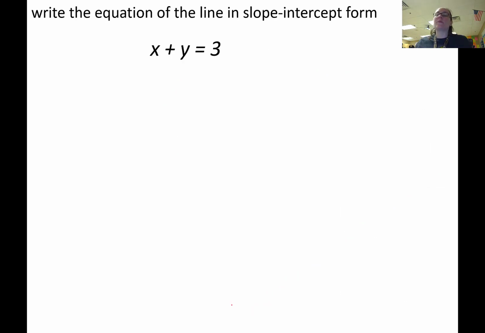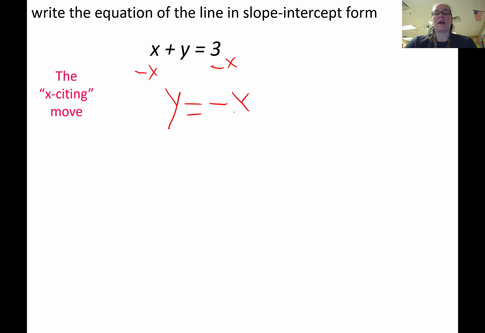All right, so let's do a couple practice problems where we just convert from standard form to slope-intercept. I've got x plus y equals 3. The first thing we need to do is move the x. It's a positive x, so I'm going to subtract x on both sides, giving me y is equal to negative x plus 3. Then I'm going to do the divide if there's anything, but in this case, we have nothing to divide. So my slope-intercept form is y equals negative x plus 3.